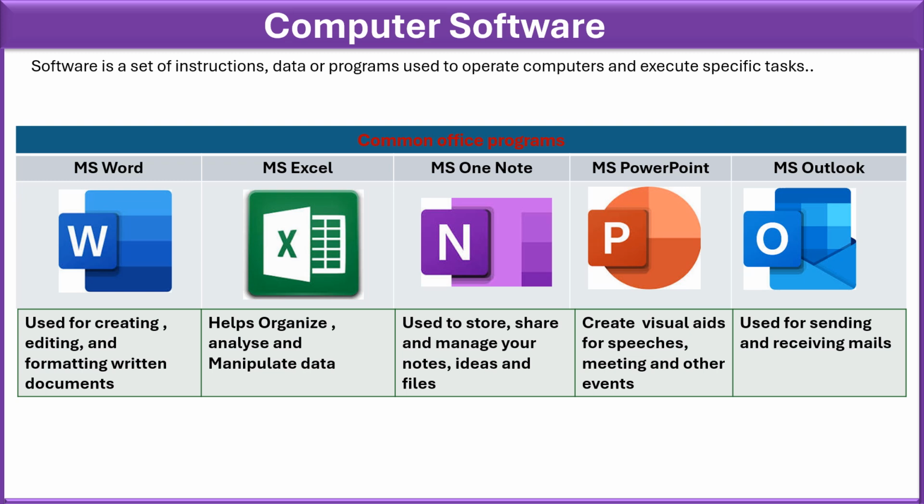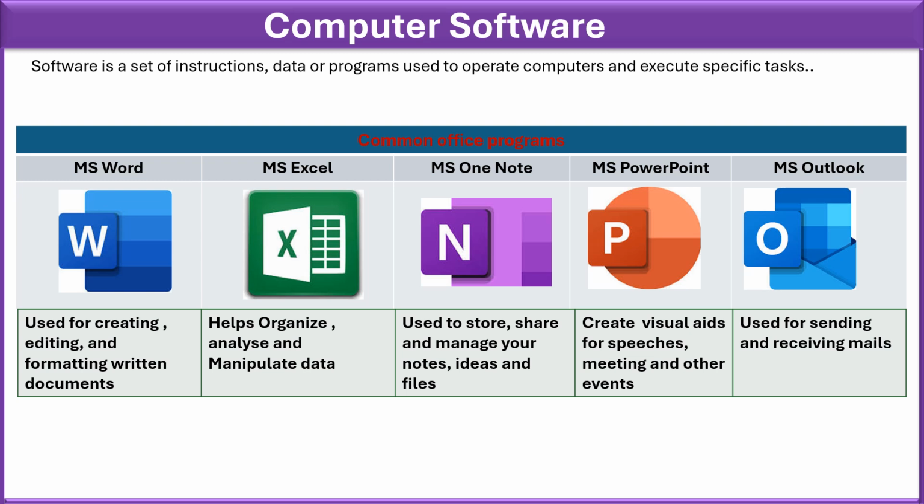What about computer software? In comparison to computer hardware, computer software is a set of instructions, data, or programs used to operate computers and execute specific tasks. Below we have some common office programs which are regarded as computer software. Of course, we have Microsoft Word, Excel, OneNote, PowerPoint, and Outlook. All these have their specific purpose, used to execute specific tasks.